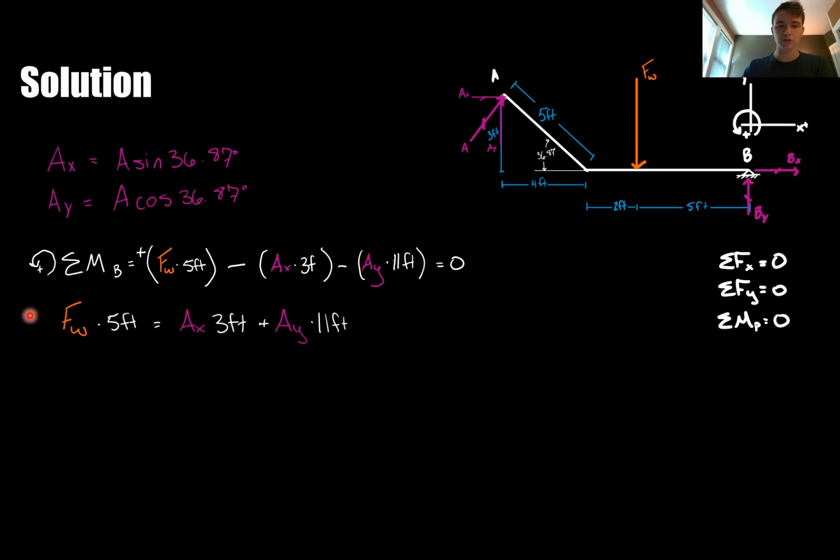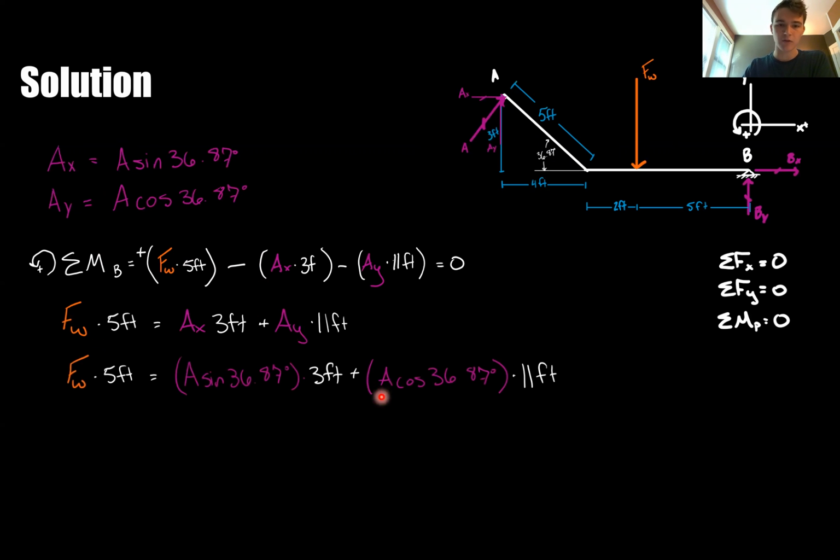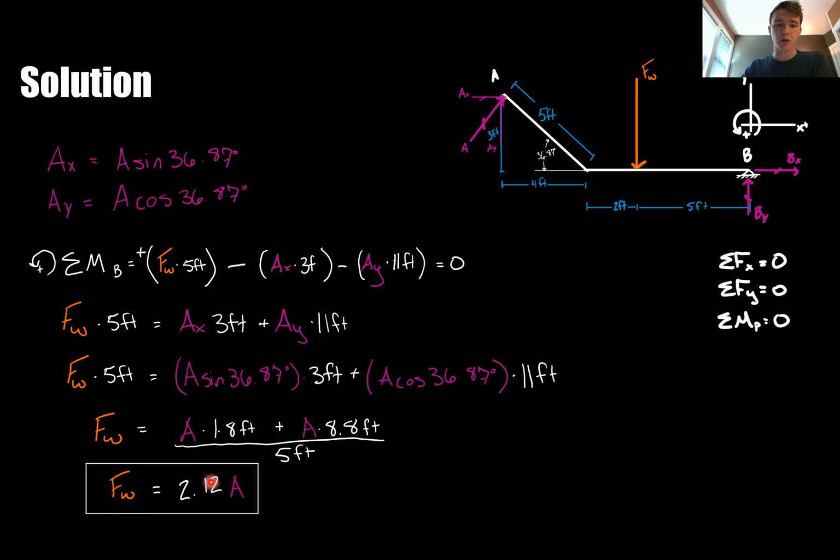So we're going to solve for FW, and we have AX and AY. That's not really helpful. We're going to try to get that into our one variable, A. So we're just going to substitute in with our trig identities here. And then we multiply the 3 feet and the 11 feet by the cosine of the angle and the sine of the angle. And we're going to divide by 5 feet to isolate FW. The feet are going to cancel, and we end up with FW is equal to 2.12A.